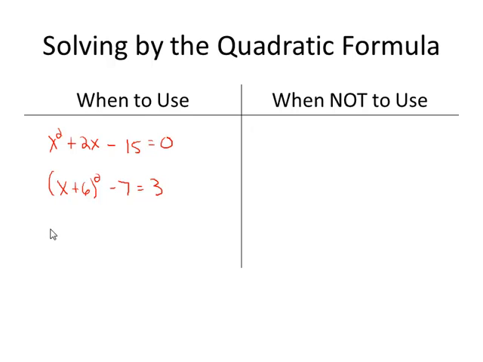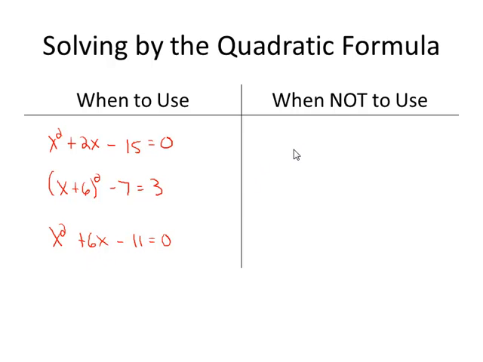Finally, even if you have a quadratic equation where the expression does not factor, like x squared plus 6x minus 11 equals 0, you could still use completing the square to solve this equation, as the leading coefficient is 1 and conveniently the middle term is even.